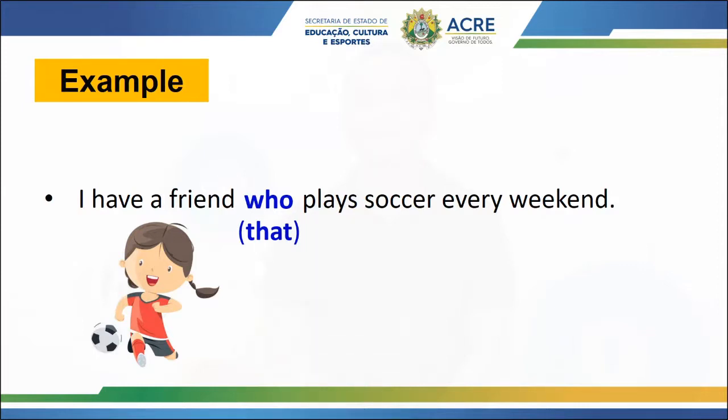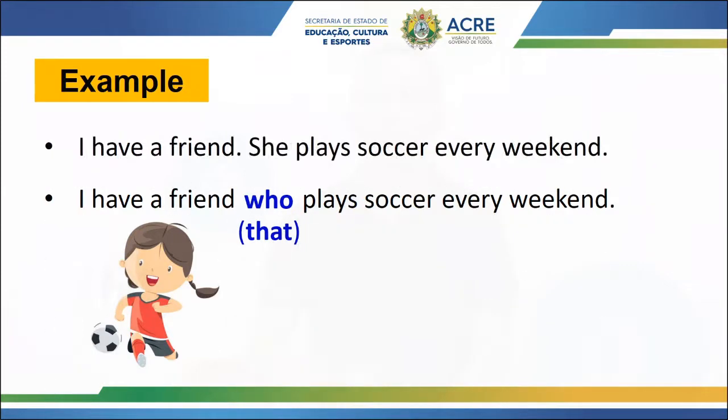Guys, check it out, all right? We have the two sentences, how they were before, and now how they are connected with the relative pronoun.